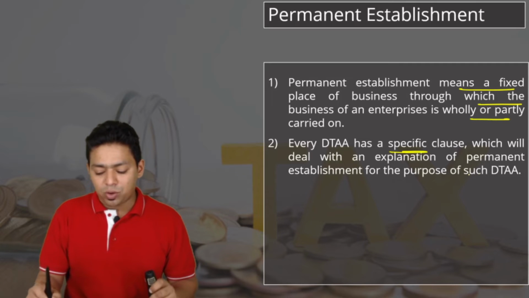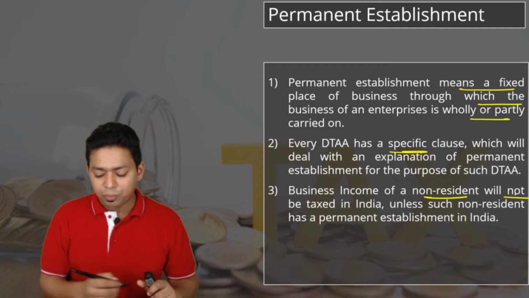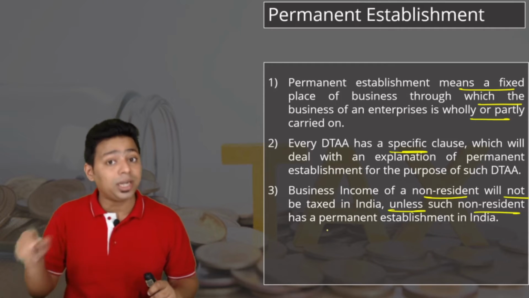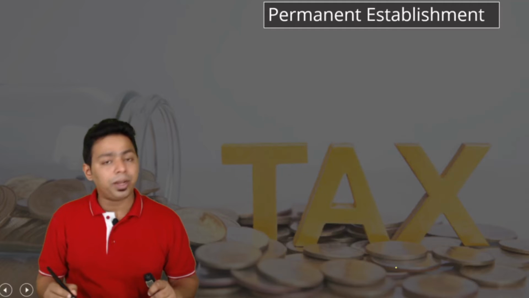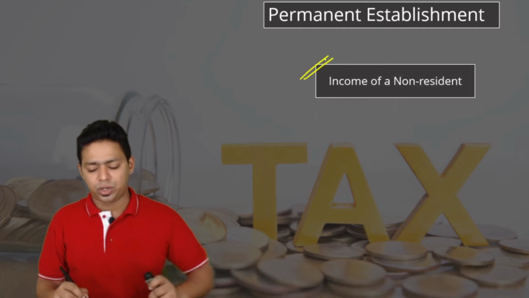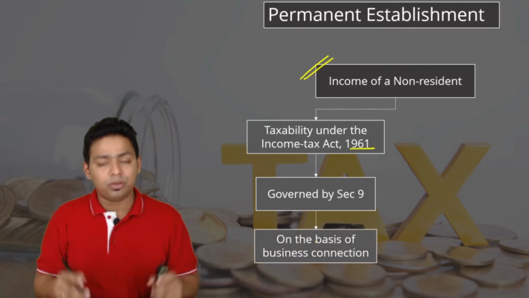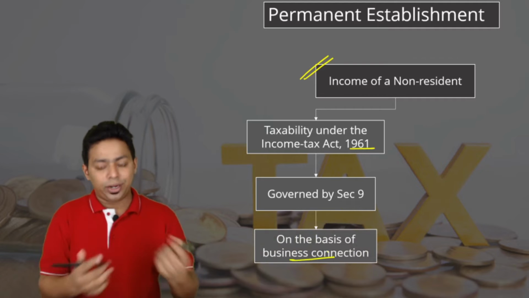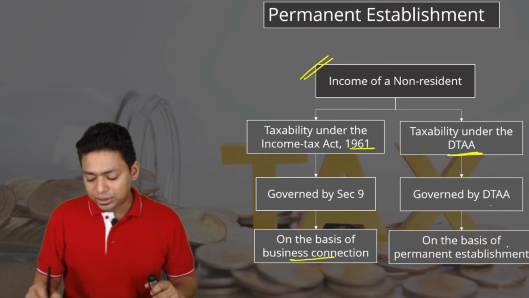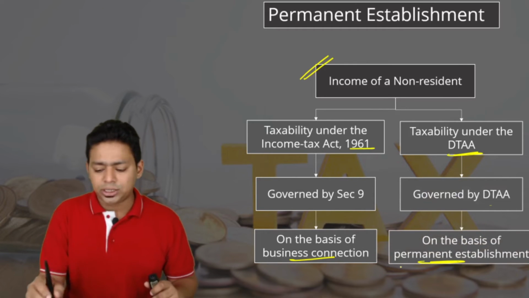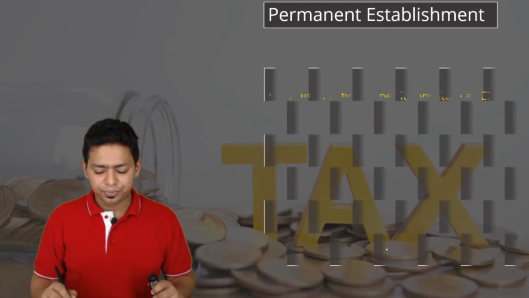Every DTAA has a specific clause where they define the permanent establishment. Business income of a non-resident will not be taxed in India unless such non-resident has a permanent establishment in India. Taxability of income under the business connection and permanent establishment can be explained in the chart below. So ultimately you are supposed to remember this chart. Taxability under Income Tax Act depends on section 9, and section 9 gives more emphasis on business connection, which is a wider concept, and DTAA between two countries focuses more on, please understand, permanent establishment. So ultimately for a non-resident, I believe the concept of permanent establishment is more beneficial. So he will opt for that particular benefit.